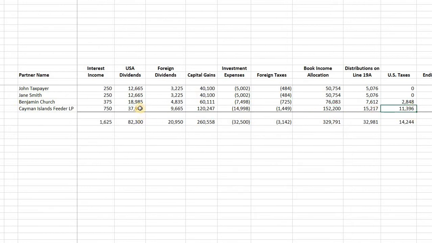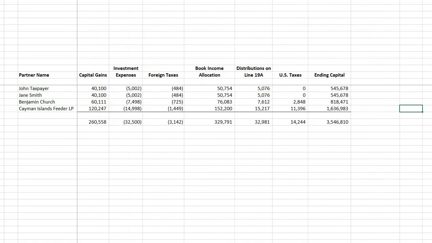Same goes for the feeder fund, right? The feeder fund is subject to the 30% withholding rate in Cayman because Cayman doesn't have a tax treaty. So of the U.S. dividends being allocated to the Cayman Fund, $37,985, 30% times that gives us the $11,396 U.S. tax liability. Now, once everything is said and done and allocated, these will be the ending capital numbers for each party, and we'll see these reconcile with the figures on the K-1.